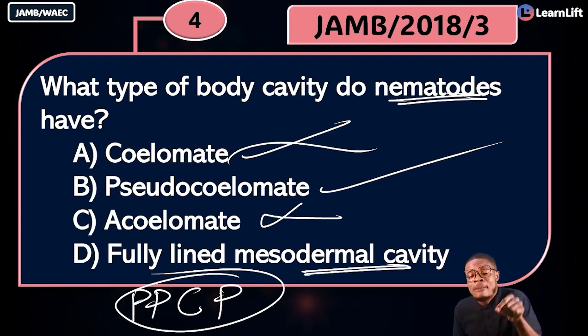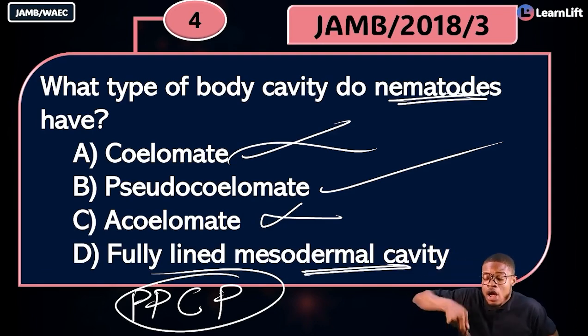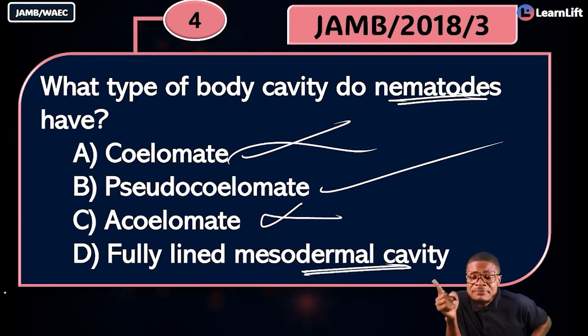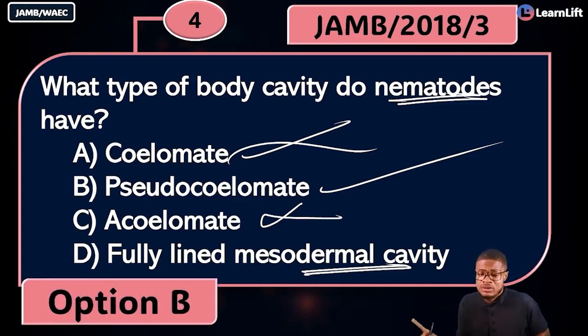Anything that has mesoderm means you have a true body cavity, because it is the presence or absence of mesoderm that determines where you fall. Does it make sense now? So what type of body cavity do nematodes have? A false body cavity, which are the pseudocoelomates. Option B is the correct answer. Does it make sense?